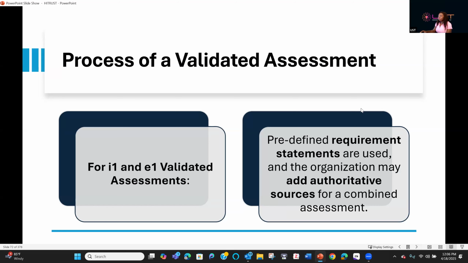Remember scoping again. For I1 and E1 validated assessments, we say these are all predefined requirement statements which are being used, and the organization may add authoritative sources such as NIST, ISO, HIPAA for a combined assessment.